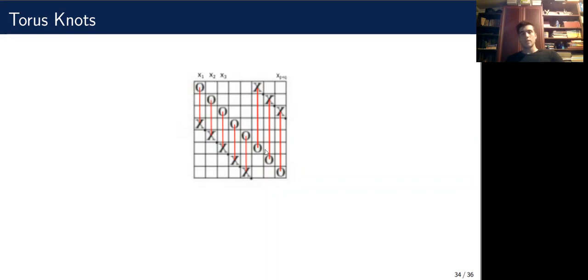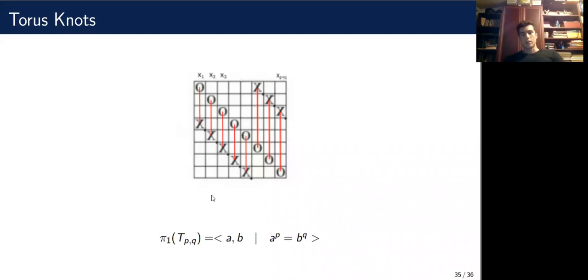So what we did is we wrote down the set of relations for the general PQ torus knot case, and then found a convenient way of relabeling the products. We then managed to simplify the knot group as this, which is the fundamental group of the PQ torus knot.